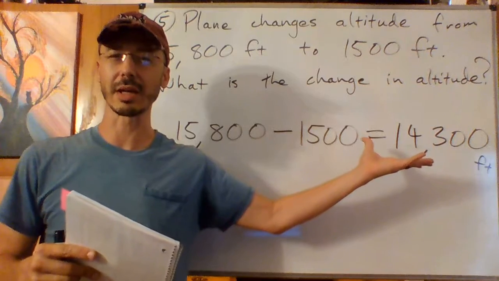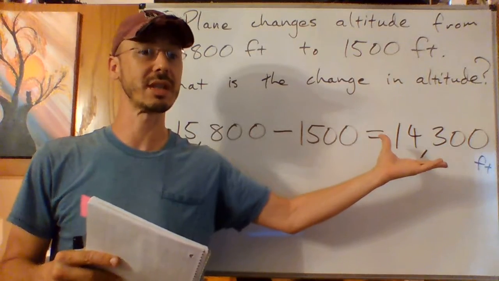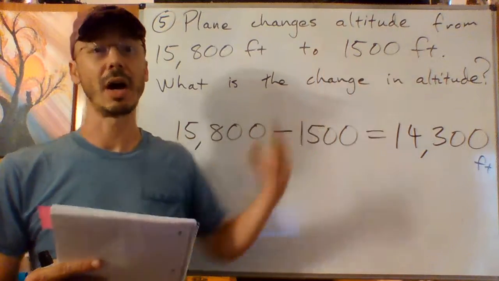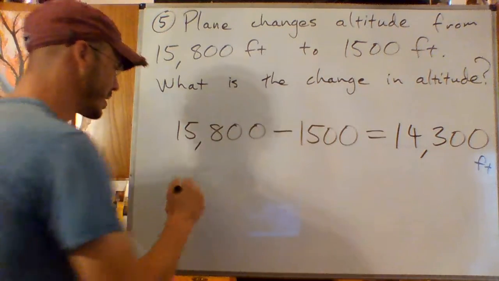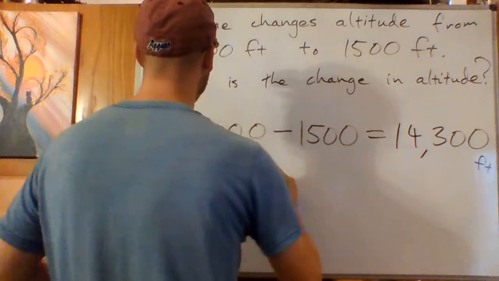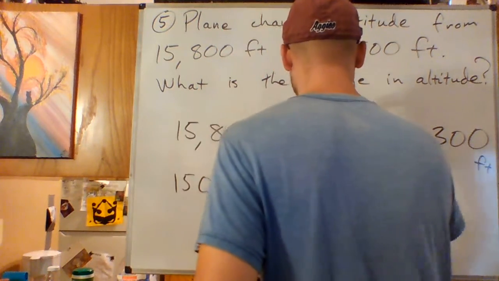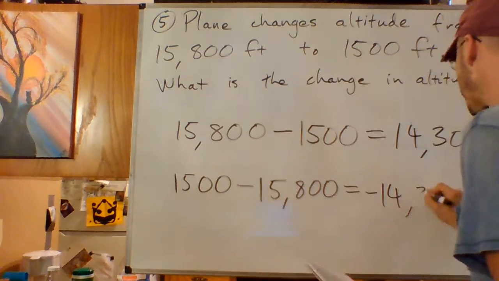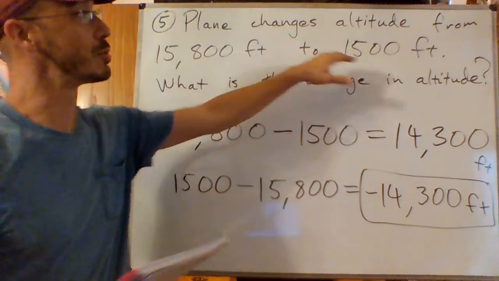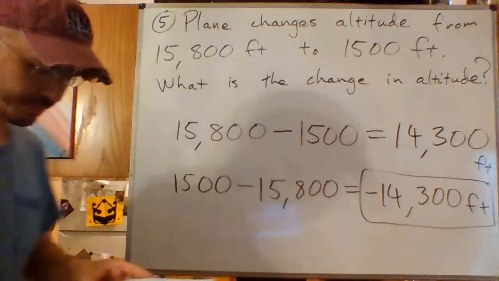Actually, I don't really like the look of that, because that looks like a change of altitude that's 14,300 feet positive. That makes it look like I went up. I think maybe a better way to interpret this problem is to start by writing down the final altitude and subtracting the original altitude to get negative 14,300. It's the same number. It's just, since we're going from a high to a low value, it makes sense to have that altitude change as a negative.